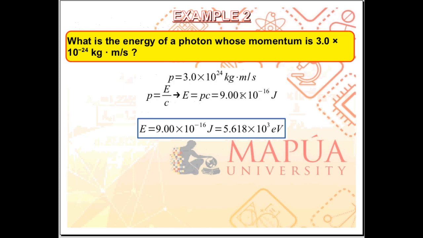Next, we have the following example. What is the energy of a photon whose momentum is 3 times 10 to the negative 24 kilogram meter per second? A photon, a particle of light, is massless but it has momentum. A photon is a massless particle. It can exist for as long as it has energy and momentum. So p is equal to E over c.